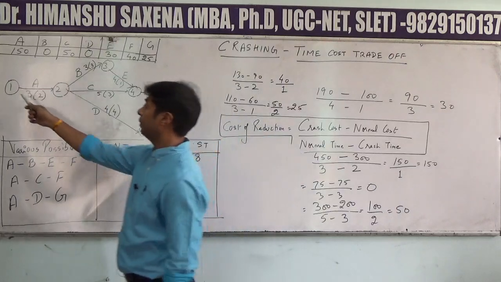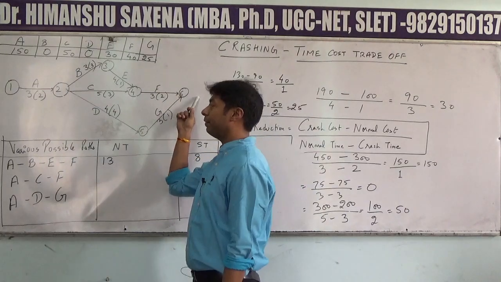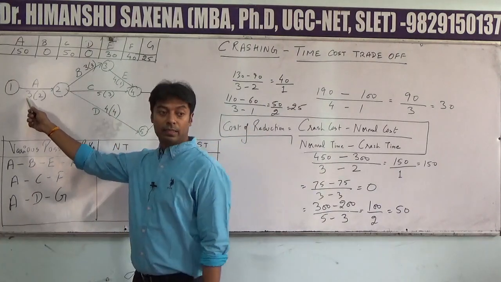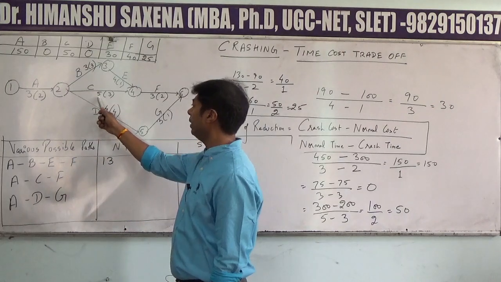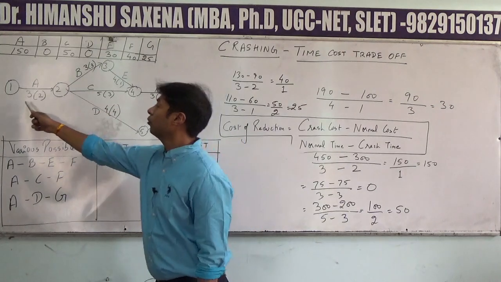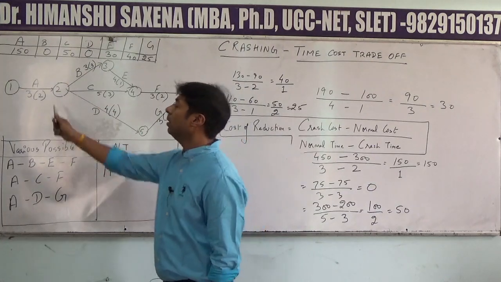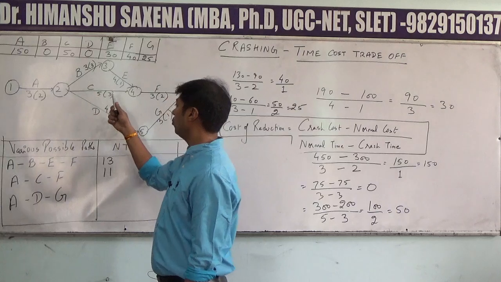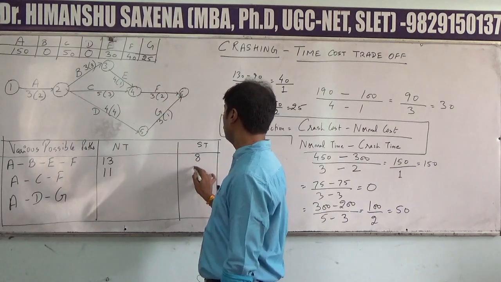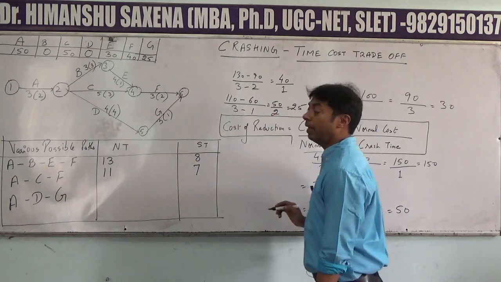Now ACF, A, C and F. So the normal time of A is 3, C is 5 and F is 3. So 3 plus 5, 8 plus 3 will be equal to 11. Next, the shortest time would be 2 plus 3, 5 plus 2. That will be equal to 7.